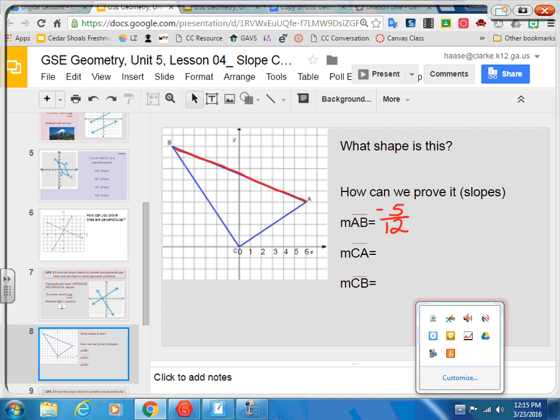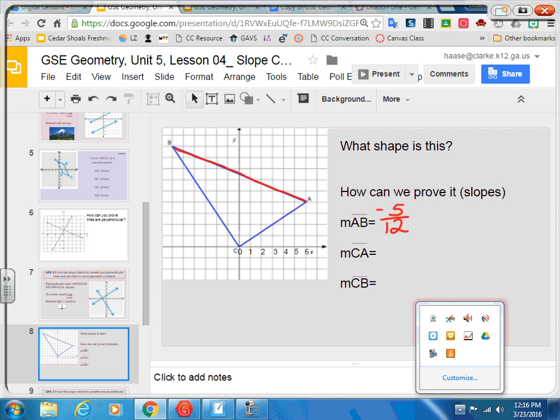Anybody agree with me? Yes. I'm not sure that mine's right. Don't disagree for the sake of agreeing. I counted down 1, 2, 3, 4, 5, and right 1, 2, 3, 4, 5, 6, 7, 8, 9, 10, 11, 12. Okay, cool. All right, so we got the slope of AB.